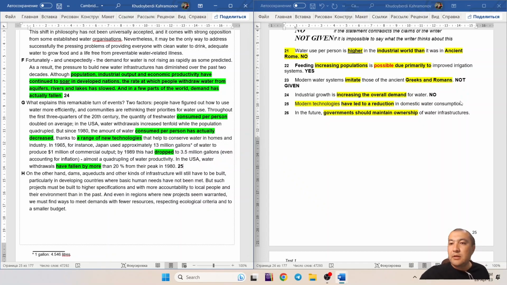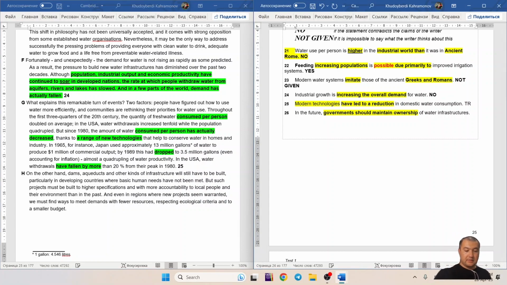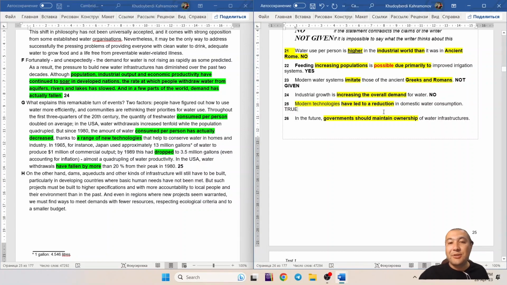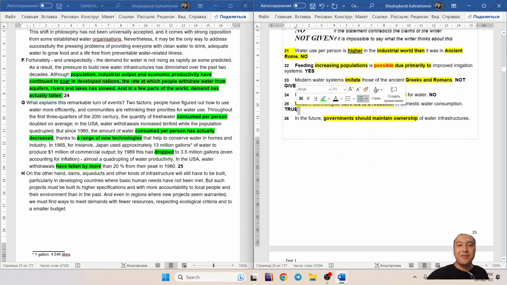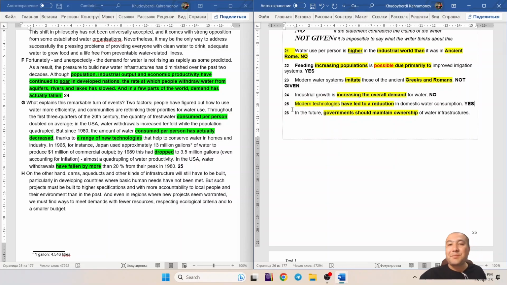25th, right? There is an actual evidence here. It has led to a reduction here. Drop, fallen by, range of new technology, right? Consumed per person has actually decreased, which means it's true. Sorry, it's not true. My bad. Yes. In the future, government should maintain ownership.